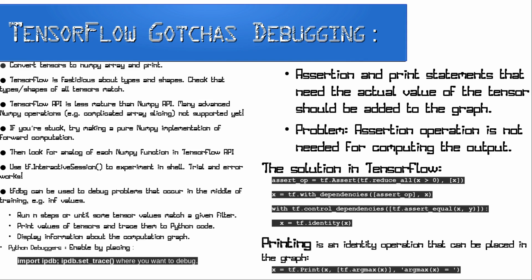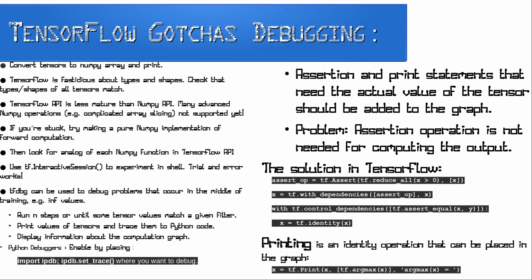TensorFlow has got some niche debugging techniques. They are: 1. Convert tensors to numpy array and print. 2. TensorFlow is fastidious about types and shapes. Check that types or shapes of all tensors match. 3. TensorFlow API is less mature than NumPy API. Many advanced NumPy operations, for example complicated array slicing, are not supported yet.